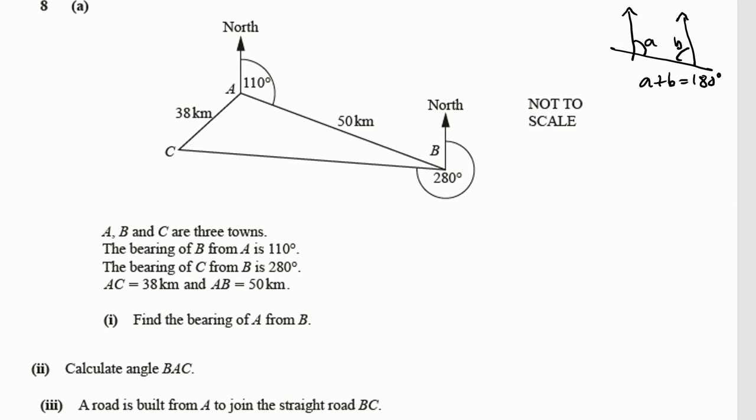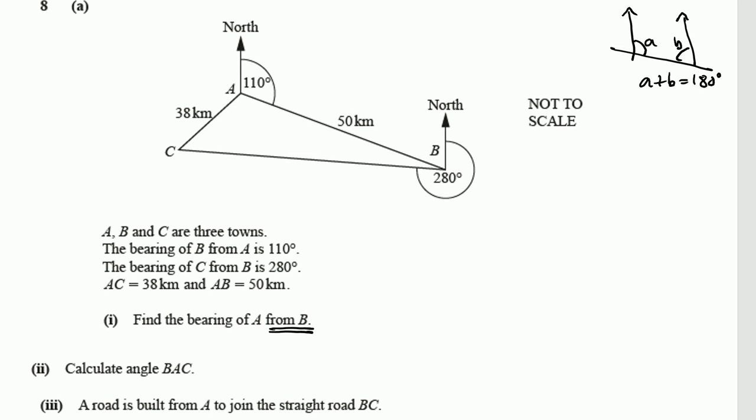So, A, B and C are three towns. The bearing of B from A is 110 degrees. The bearing of C from B is 280 degrees. AC is 38, AB is 50, and I want to find the bearing of A from B. Pay attention to this word from. From tells you where the angle is.